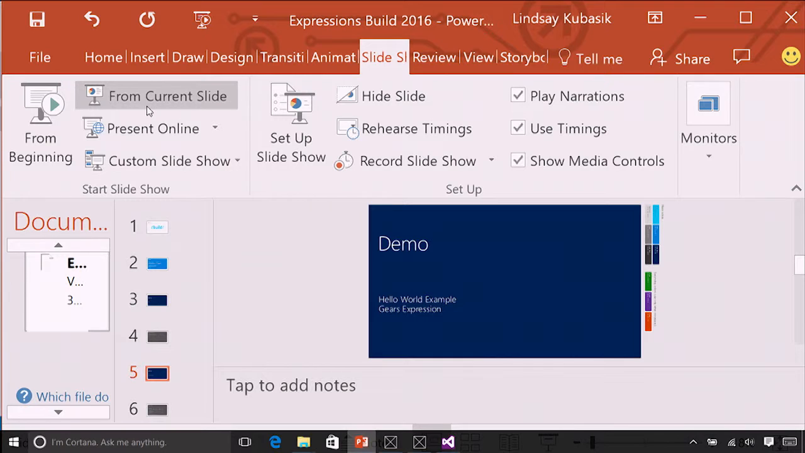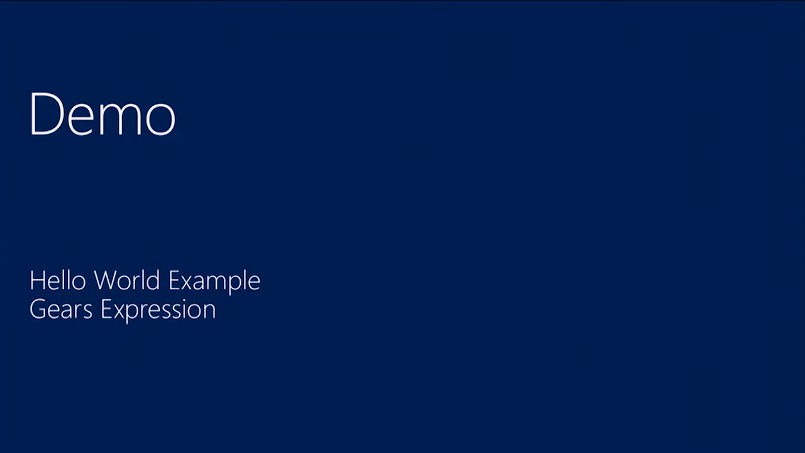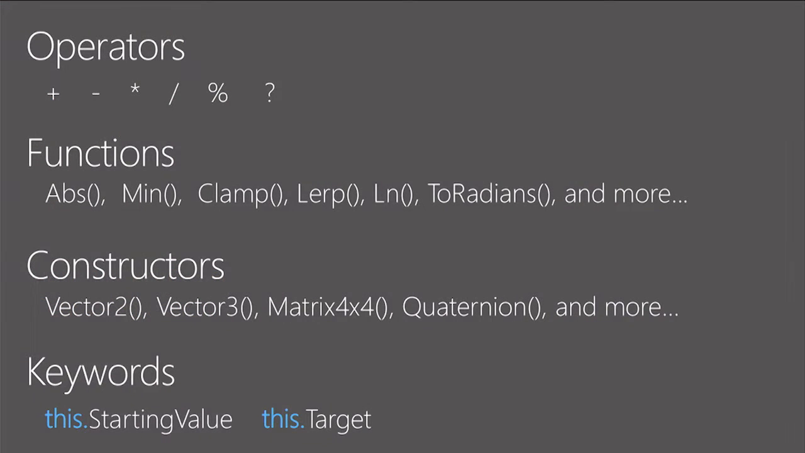So back to our slides. All right, so the expression that we used in the demo there was pretty straightforward. All we did was look at the previous visual's rotation angle and negate it. And a lot of times, that's all you really need to do with your expressions. They're usually pretty short and pretty concise.